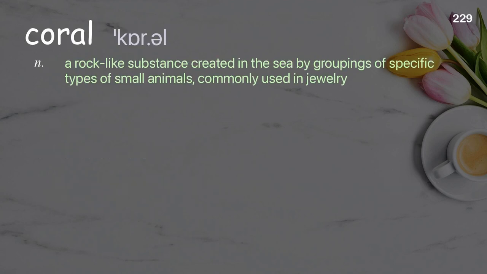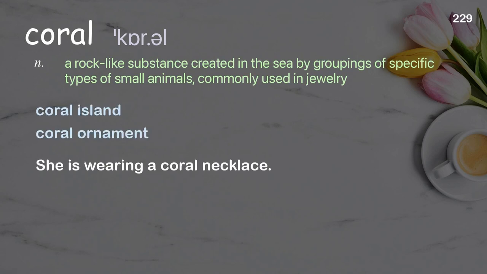Coral. A rock-like substance created in the sea by groupings of specific types of small animals, commonly used in jewelry. Examples: coral island. Coral ornament. She is wearing a coral necklace.